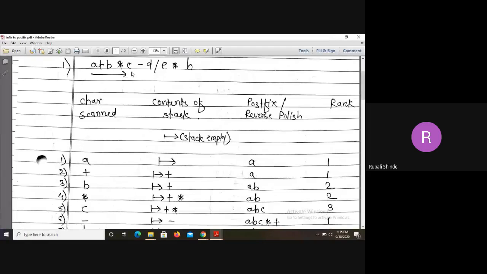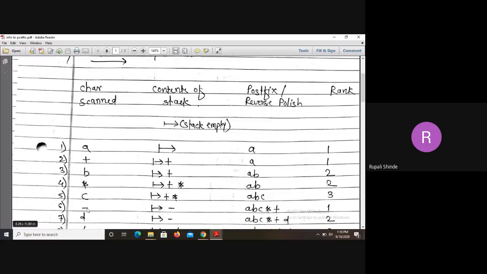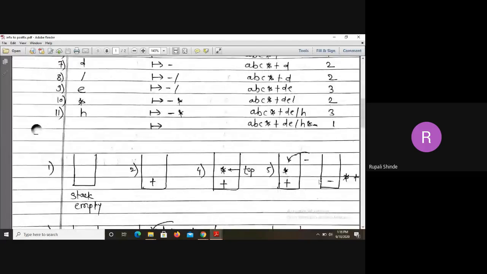Now the next symbol is minus. This is an operator. That's why we have to push this onto the stack. Now check, our stack is currently containing two operators, that is plus and star, and the next operator to be pushed is the minus operator. So now check what happens if we place minus directly onto the stack.